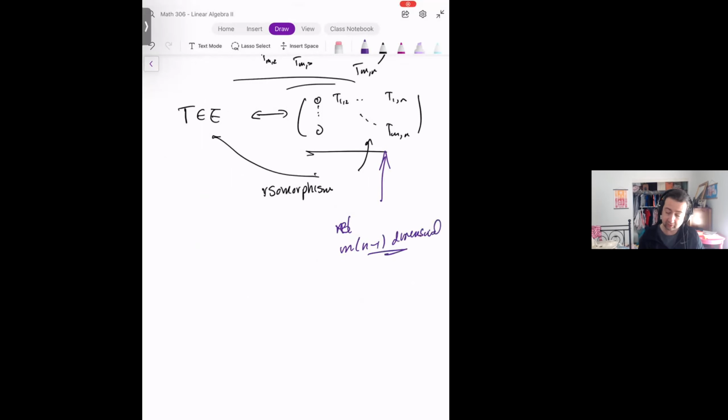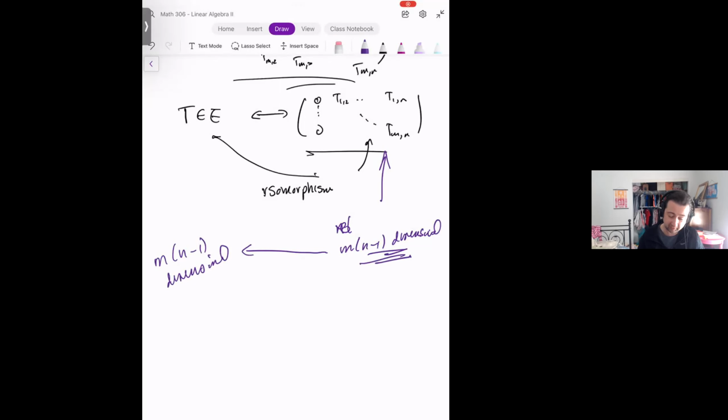It's easy to write down a basis for this space because it's just a bunch of vectors. You pull it apart into vectors that have zeros everywhere and a single one someplace. But if I have an isomorphism between vector spaces, the dimensions have to be the same. So if this space is m times (n minus 1) dimensional, that forces this space to be m times (n minus 1) dimensional. I can't be more concrete than that, I'm afraid.